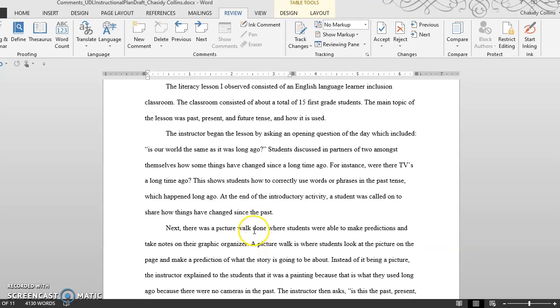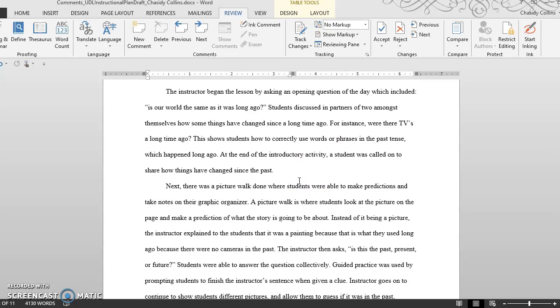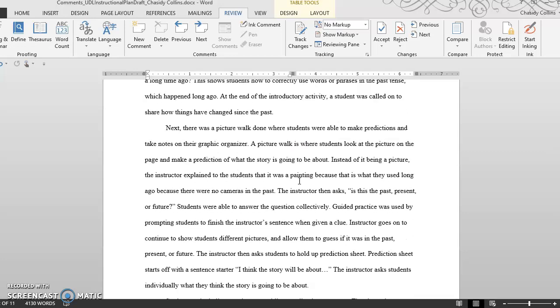And this shows the students how to correctly use words or phrases in the past tense. For instance, what happened a long time ago. And at the end of this introductory activity, Mr. A called upon a student to share with the class how things have changed since a long time ago.